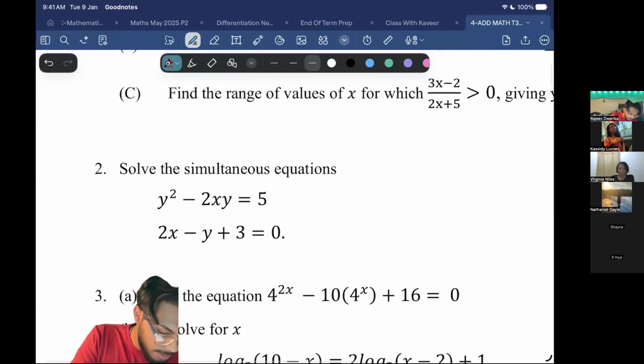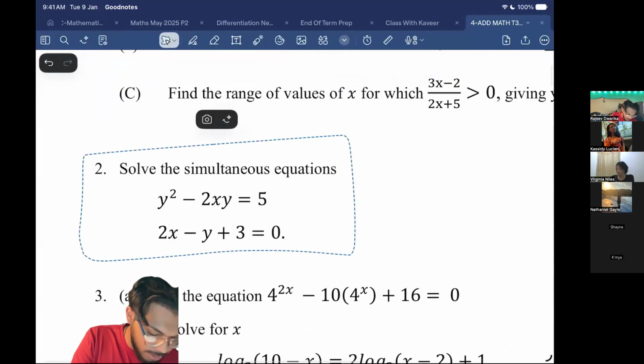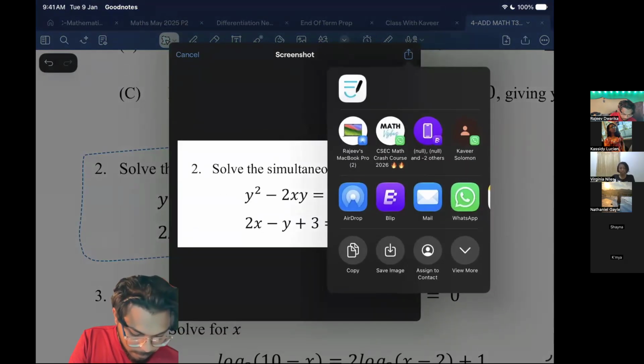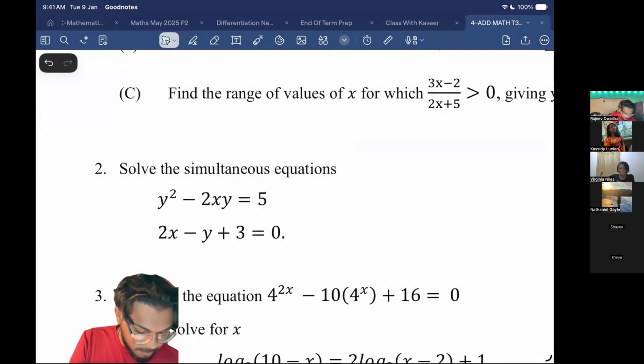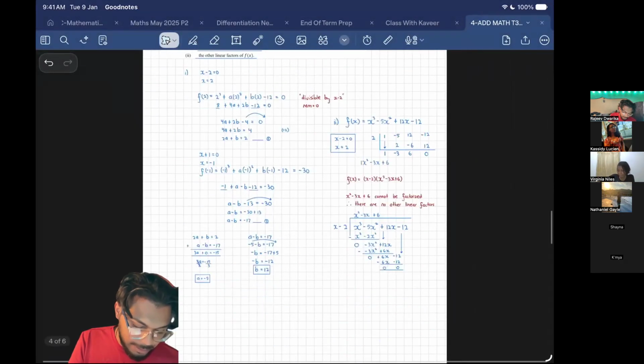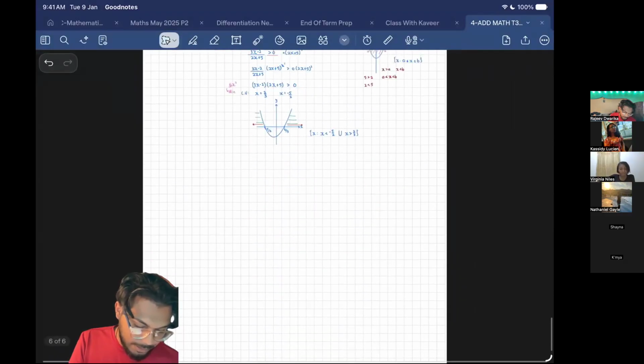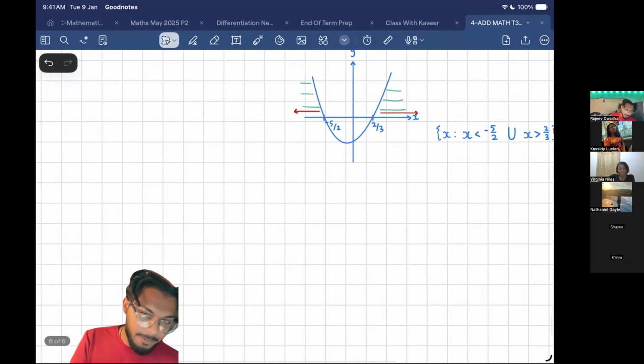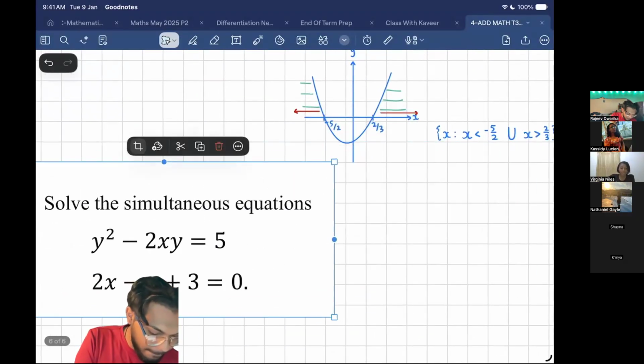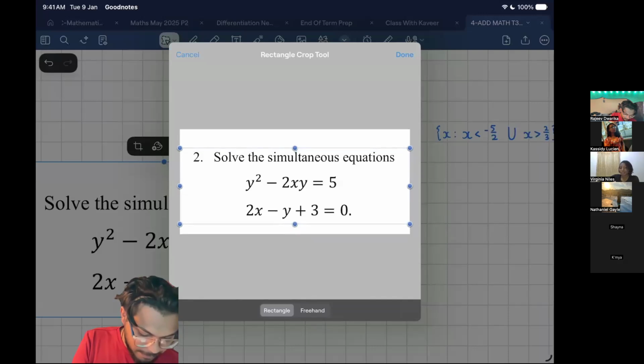All right, simultaneous equations. Let's go. This is a fun time. Anybody like simultaneous equations or not? Yes, sir. I mean, all right. Mixed feelings.